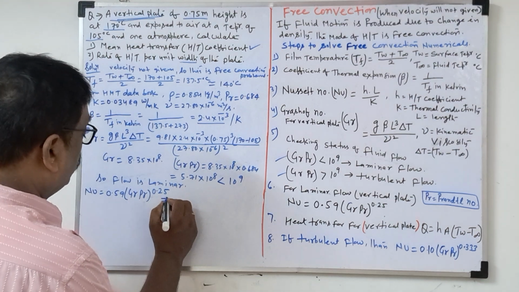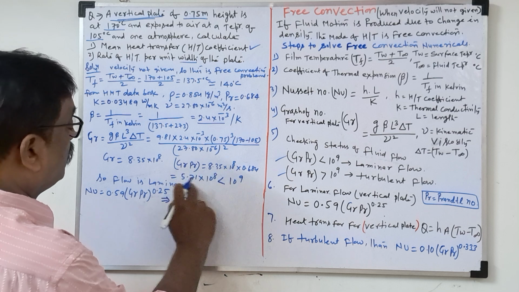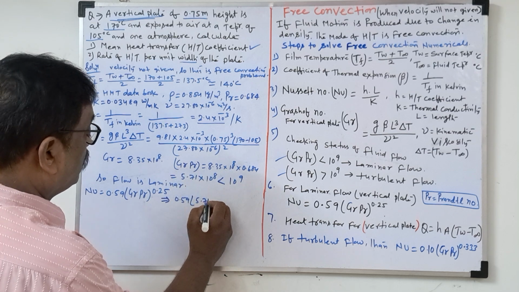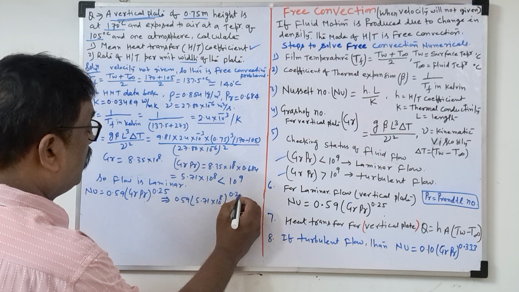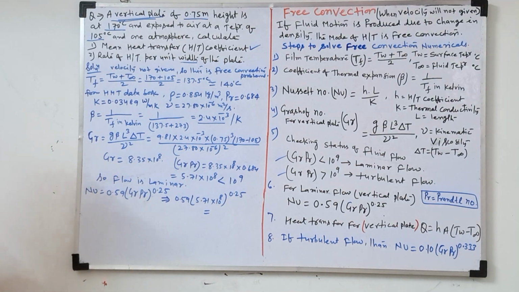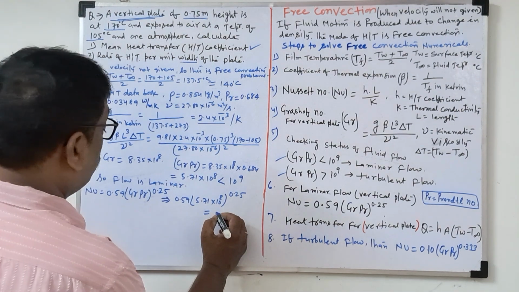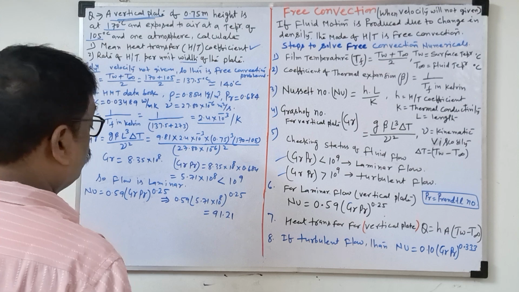Now if we substitute all the values, 0.59, and what is the GrPr product? We got 5.71 into 10 power 8. Then the power will be 0.25. So the Nusselt number value is coming 91.21. So this is the Nusselt number.